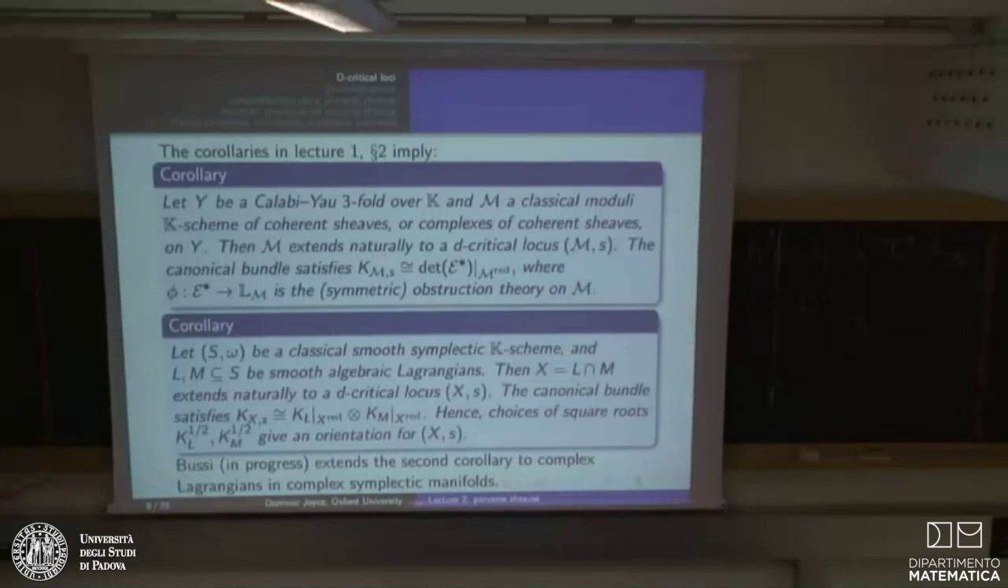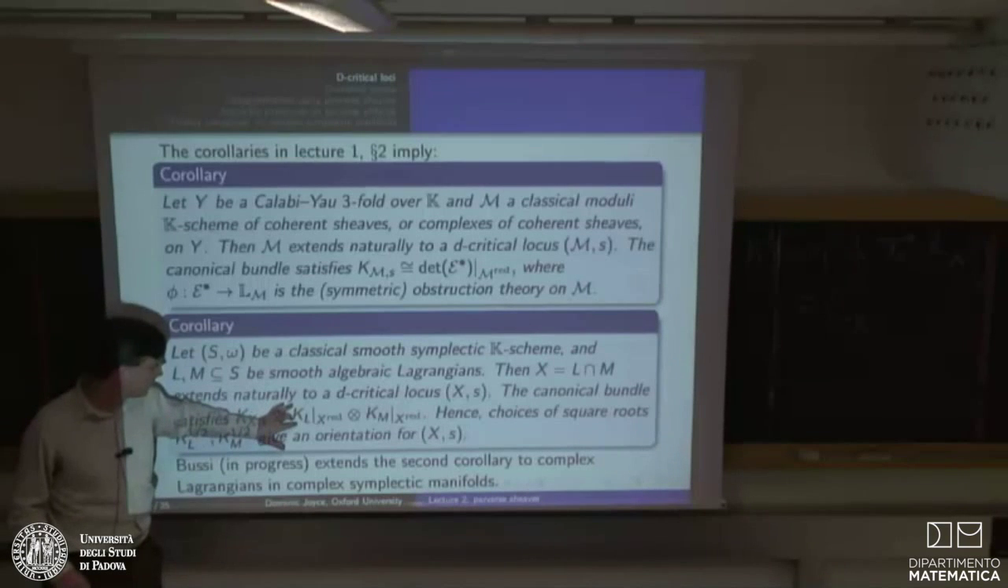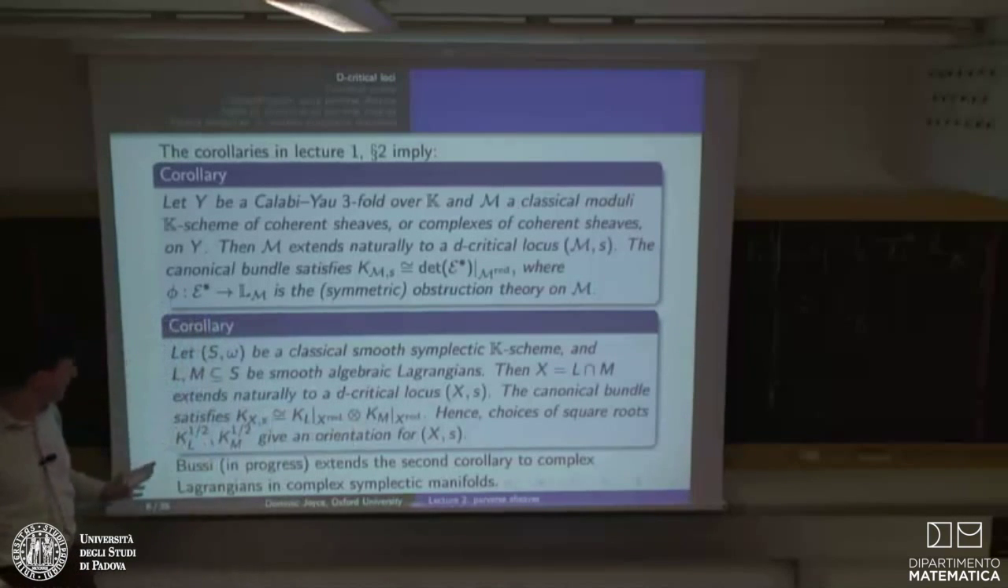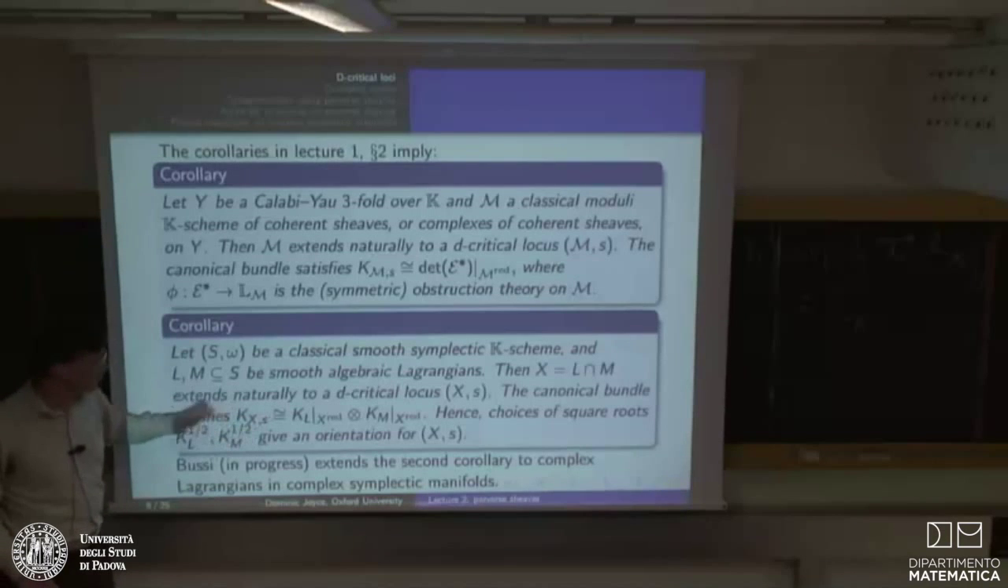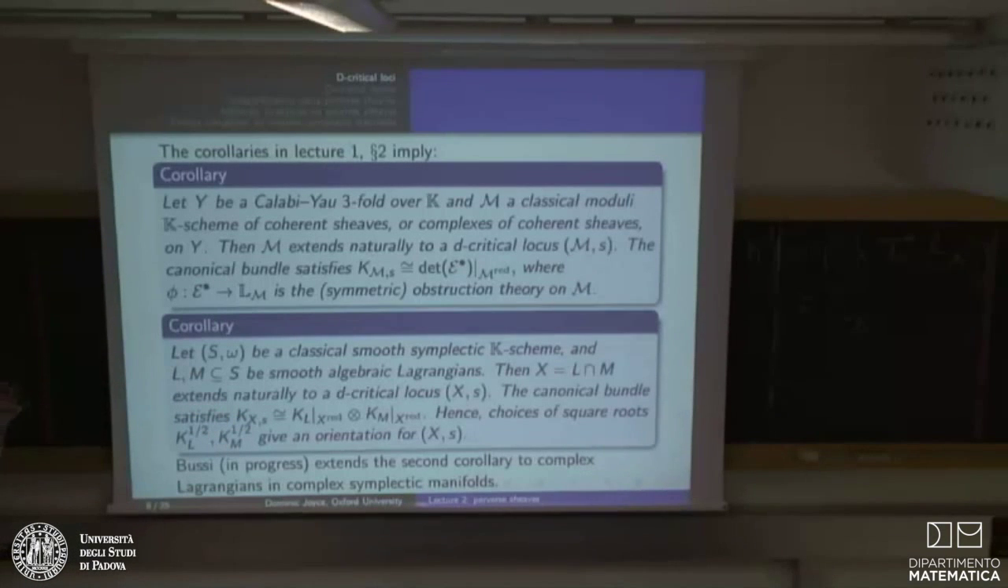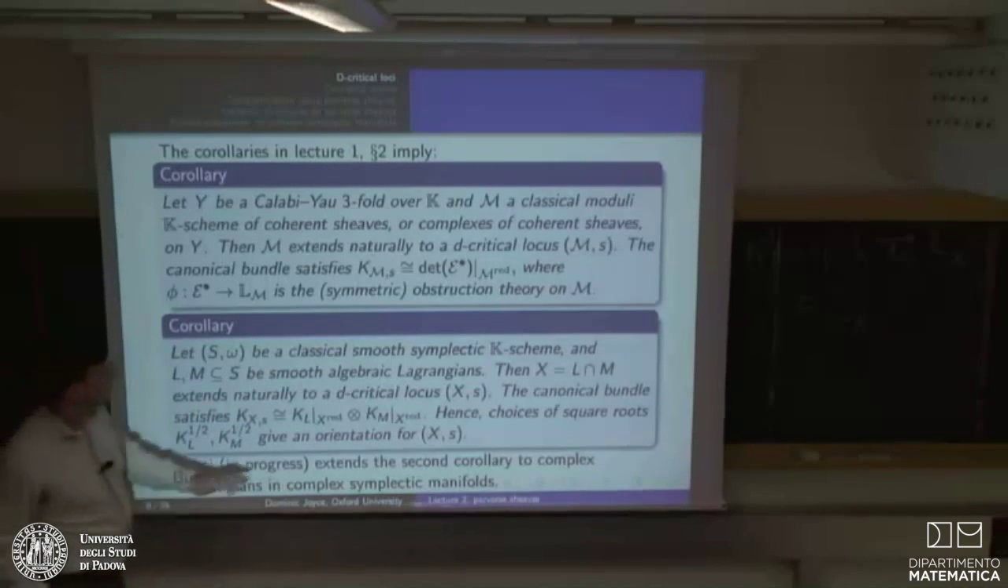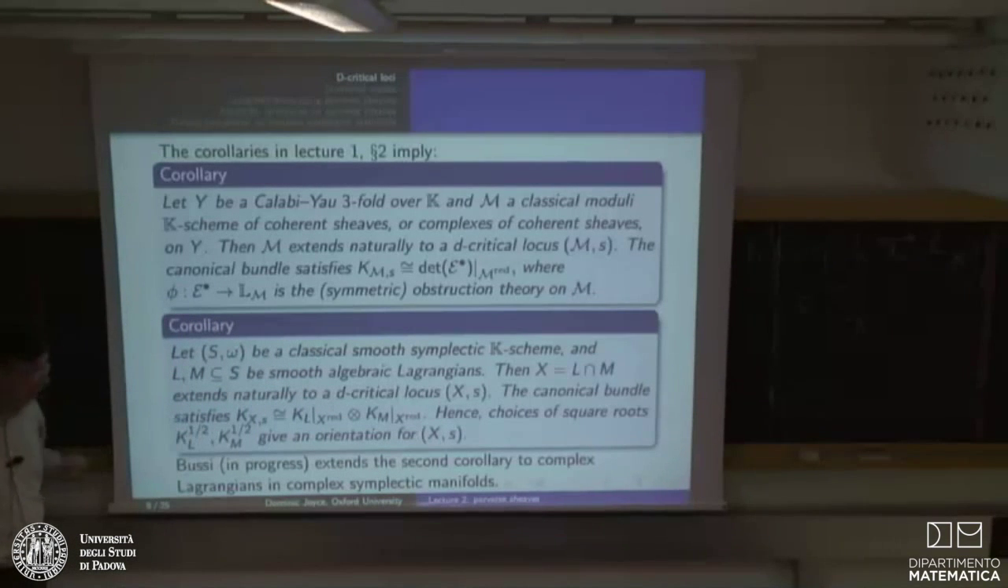Okay, so therefore, if you have choices of square roots, K_L to the half and K_M to the half, for the canonical bundles of the Lagrangians, then you put these together, you get a square root of the canonical bundle that gives you an orientation for the d-critical locus. So therefore, choices of square roots of canonical bundles of complex Lagrangians is a natural thing to consider to associate to a Lagrangian in this scheme.